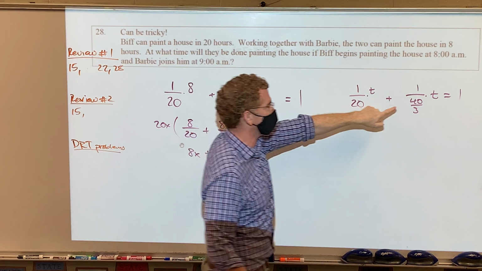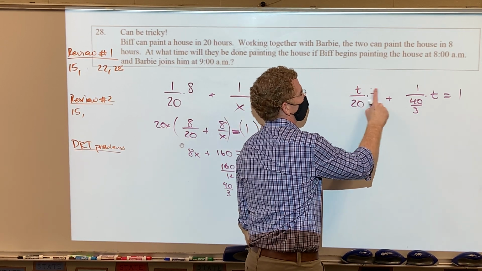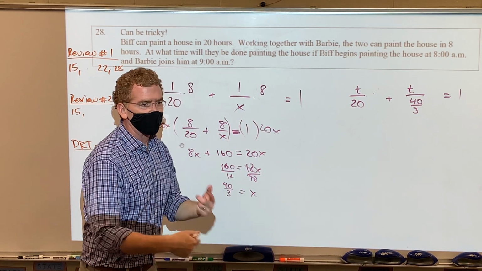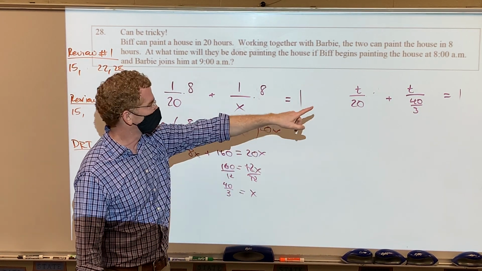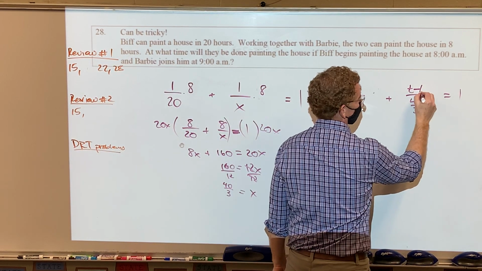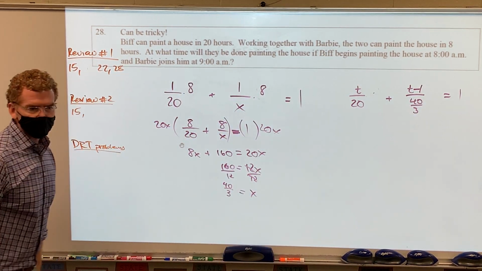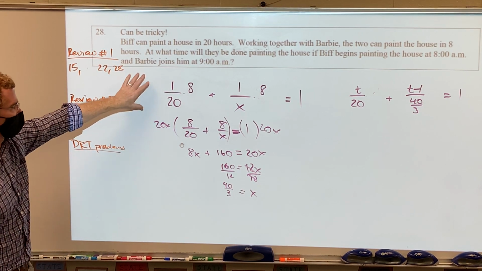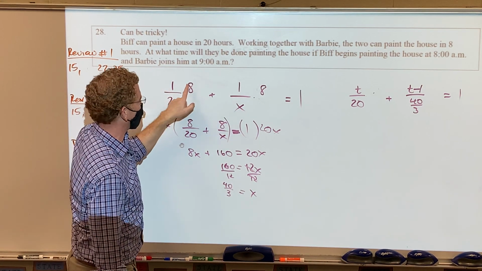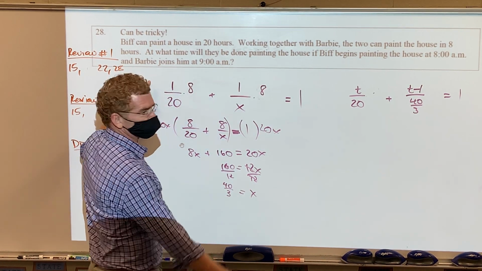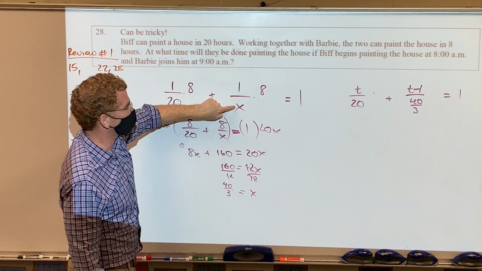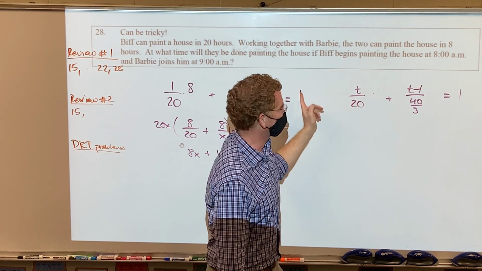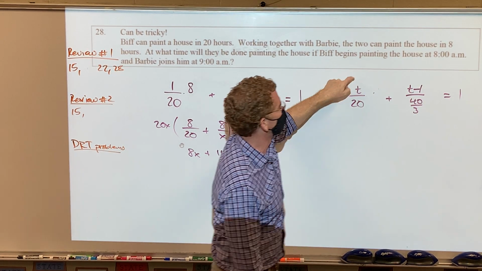So what could I do to tweak this? And again, you can put those T's on the top if you want. What could I do to tweak this to find out how long it would take them? T minus 1. Because Barbie ended up working 1 hour less. Now there are other ways to go about doing this, but to me, this is kind of a straightforward way of saying, okay, let me find, I know how long working together, they could paint the whole house, start to finish. So I'm finding how long it would take Barbie to work alone, and if she can do the whole house alone, now I can figure out the time it takes them if Biff gets a head start on the house.